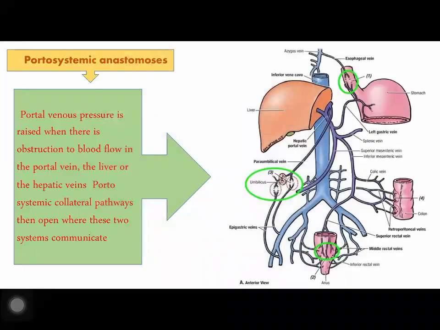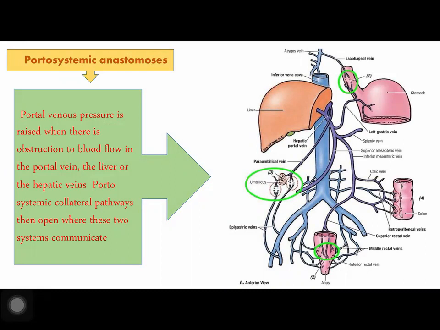Portosystemic anastomosis. Normal portal venous pressure is 5 to 10 millimeters of mercury. If portal venous pressure is raised due to obstruction in the portal vein, a problem in the liver, or in the hepatic vein, many collateral pathways appear and communicate.